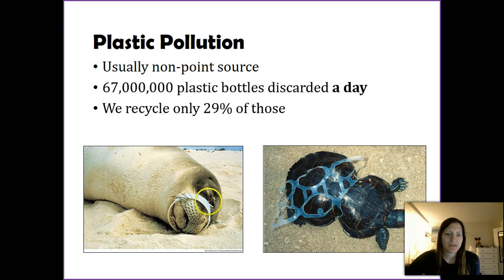This is some seal that I don't know if this was a cup or a part of a PVC pipe, but got cut around its snout and ends up starving to death. Here's a sea turtle that got caught as a small sea turtle in those six-ring things. And it literally is so strong. I mean, if you've ever tried to break these with your hand, you know this. So strong that it prevented the turtle from actually growing. And that's why the turtle is super thin right here.